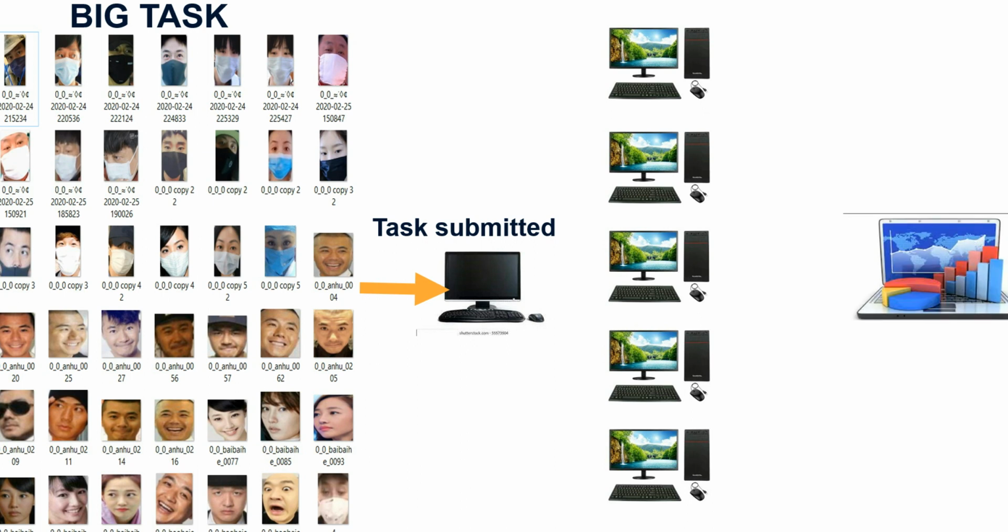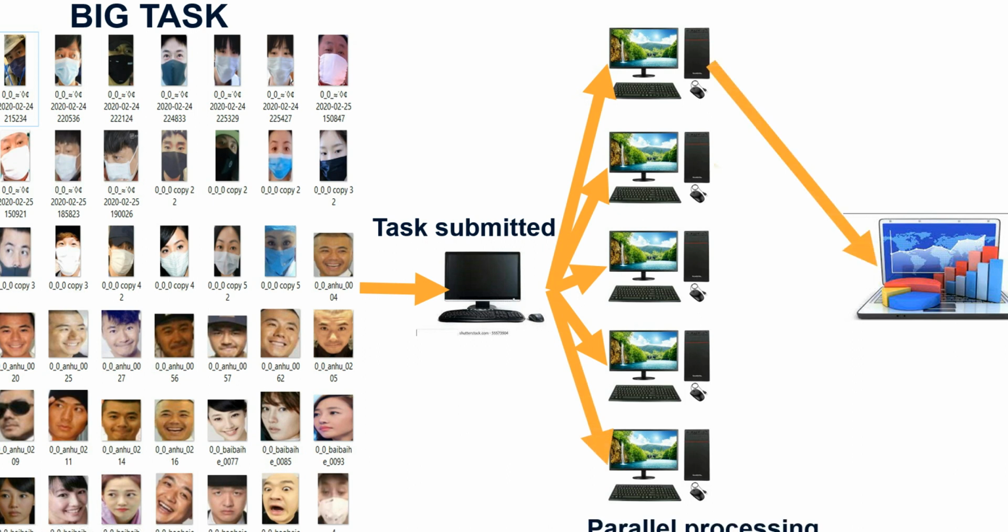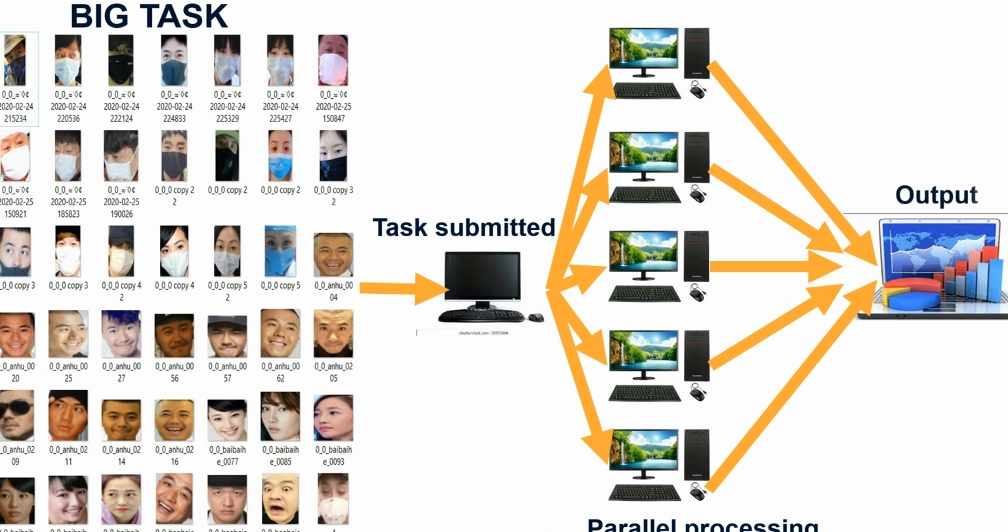These images are divided. Let's say there are 100 images, and 100 divided by 5 means each computer will process 20 images. Less time is taken to process all the 100 images, and then the output is combined and sent to an output computer. So that's parallel computing, parallel processing.